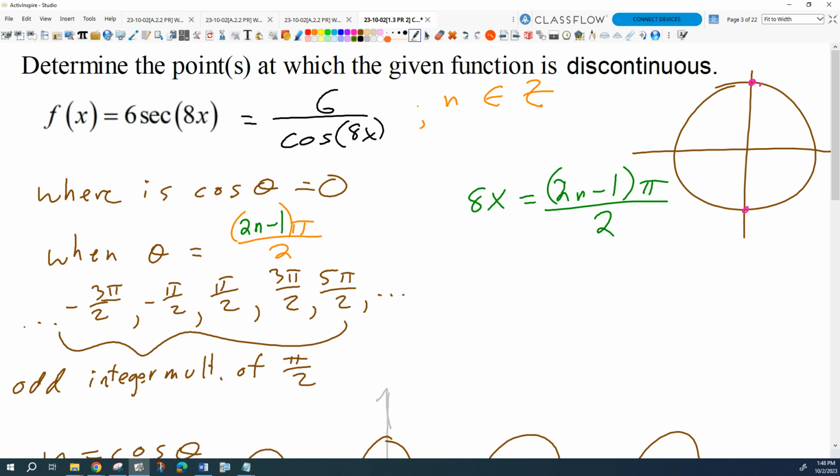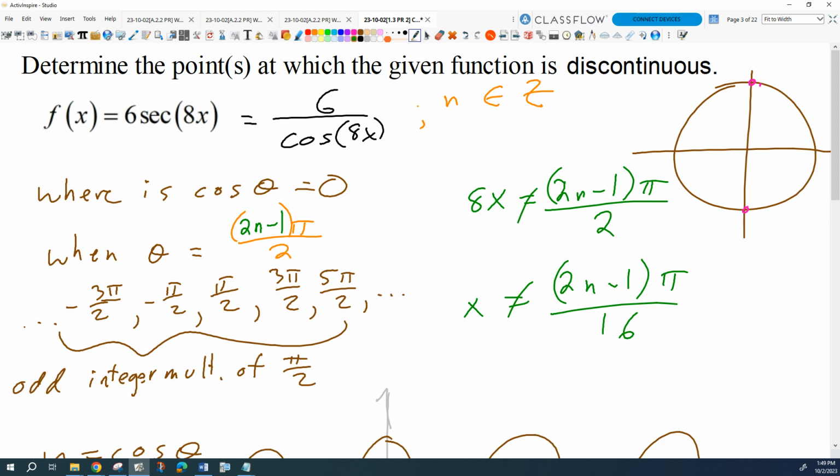What do I do to solve for x? One step. Divide by 8. So x, what I should say is x cannot equal, right? X cannot equal the quantity 2n minus 1 times pi over 16. That's one way of writing it. That's fine. Those are all the values that we have to exclude, okay?